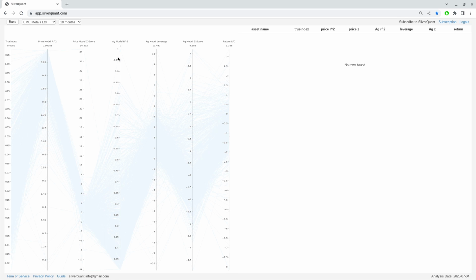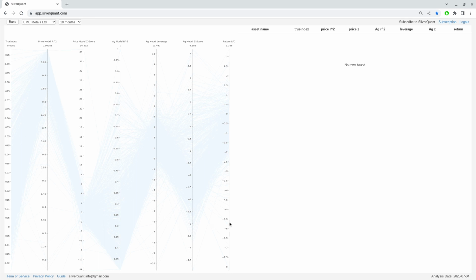The next variable is the silver model R-squared, which is again a goodness of fit value ranging from 0 to 1. And next we have the silver model leverage factor. This is a quantity that is estimated by the silver model, and it describes the degree of responsiveness to the silver price that particular asset has. Next we have the silver model Z-score, which again is a measure of price surprise in units of standard deviations.